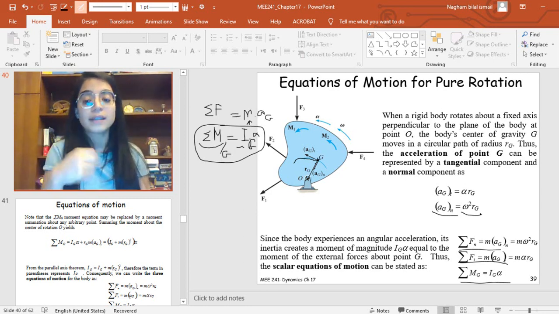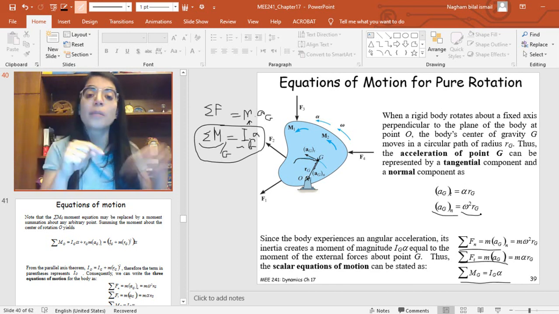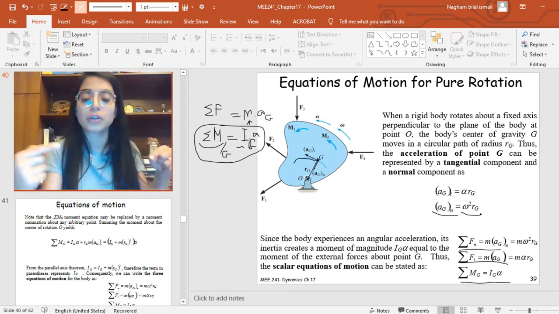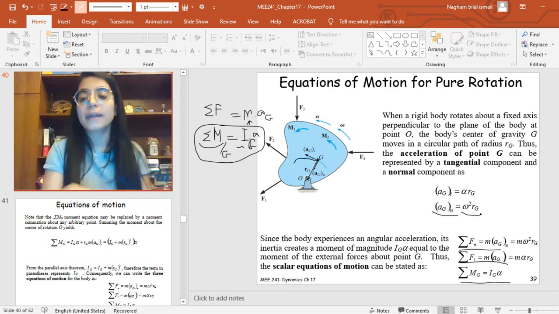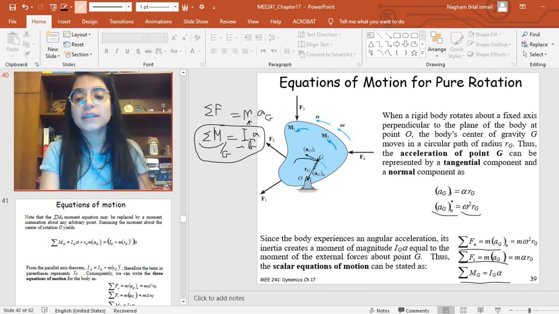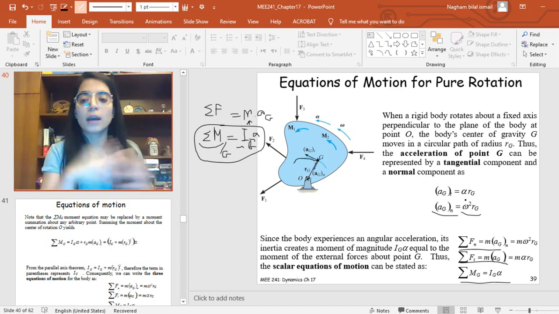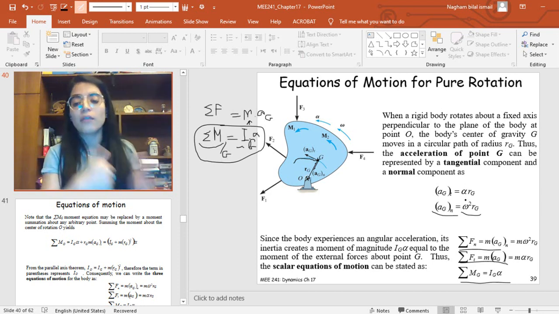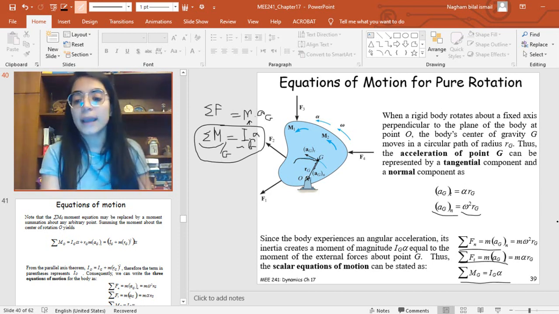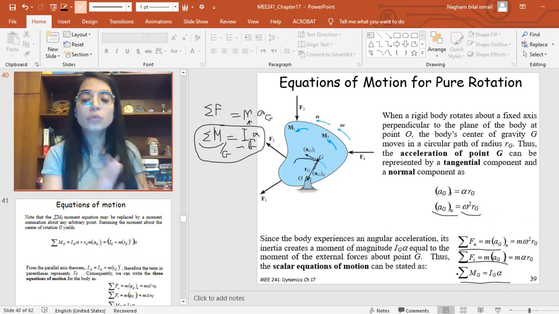In vector form, AGN is equal to minus omega squared RG, with a minus sign because it's opposite to the radius. And AGT is equal to alpha cross RG in vector form, and in scalar form it's equal to alpha times RG. So I can replace them here, and these are the three equations that I can use in order to find three unknowns only.